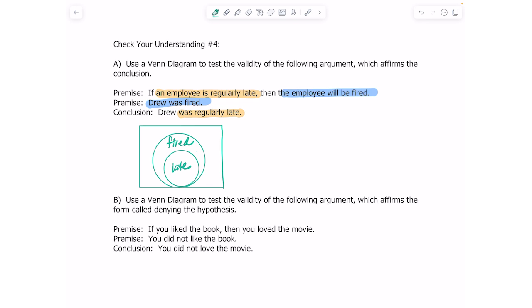So we don't know if Drew was regularly late, right? All we know is that he was fired. He could have been fired for various other reasons. So my X would go on the outskirts there. Okay, because again, we can't put it inside, because even though Drew was regularly late, that doesn't mean that Drew was fired, right? We don't know if he was regularly late or not. So that's going to be invalid. And it's invalid because we're affirming the conclusion.